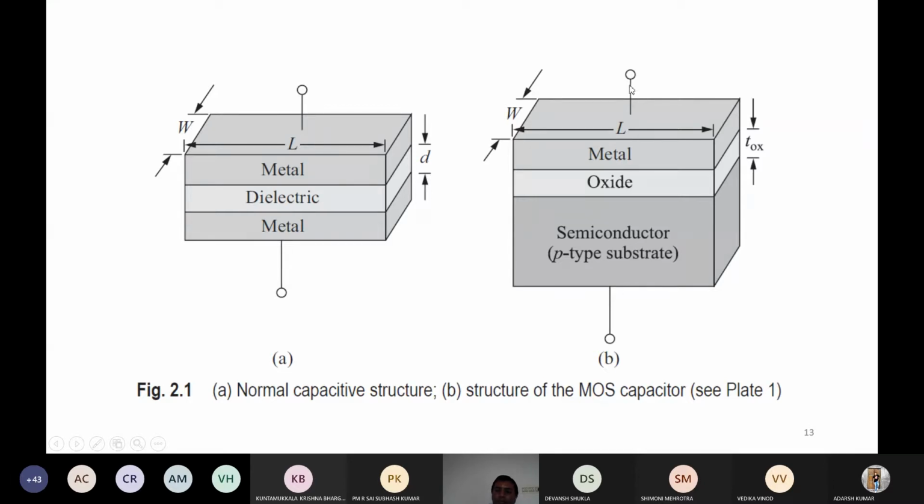The contact taken from the top is called the gate, and the bottom one, the body, is denoted by B. Here we have assumed that the silicon substrate is P-type, and based on this we will try to understand the operation.